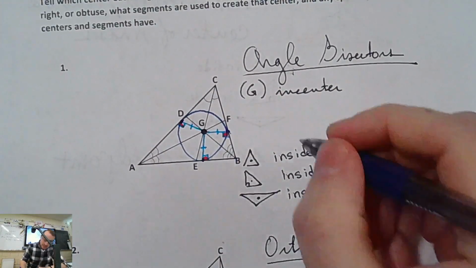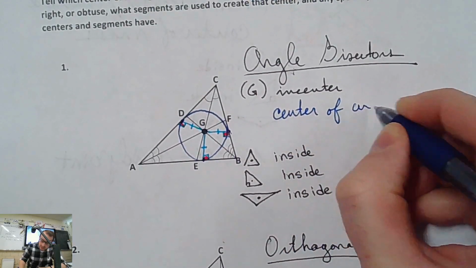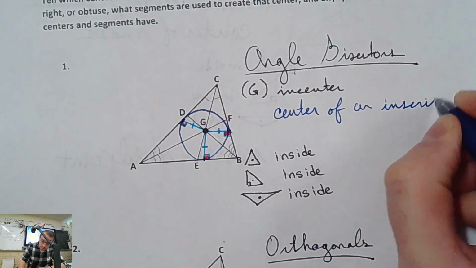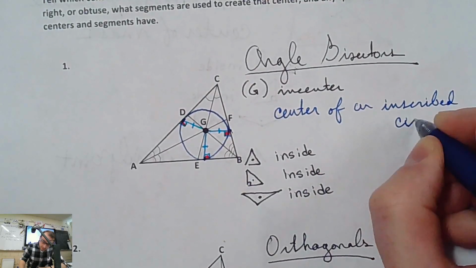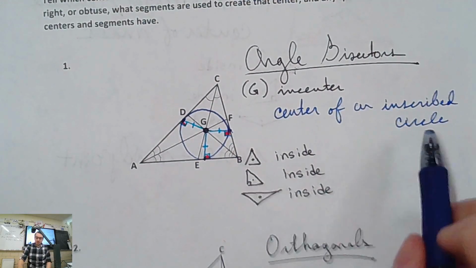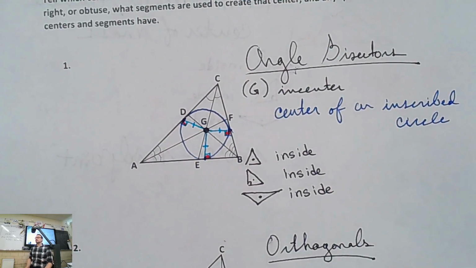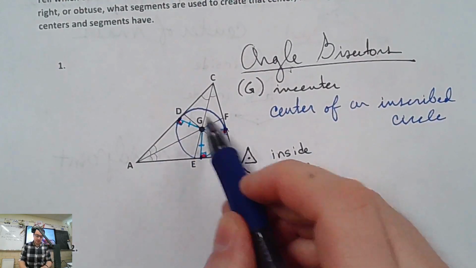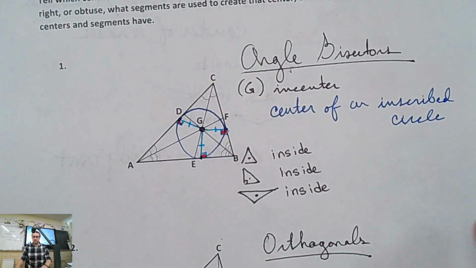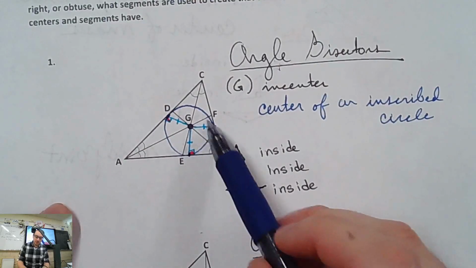Okay? So the in-center, center of an inscribed circle. Now we call it inscribed. Scribe means to write, right? That's what this is, inscribed. Scribe means to write, in means inside. So it's written inside, right? Drawn inside the triangle. An inscribed circle is inside the triangle. So an in-center is the center of the circle that fits inside the triangle, right?